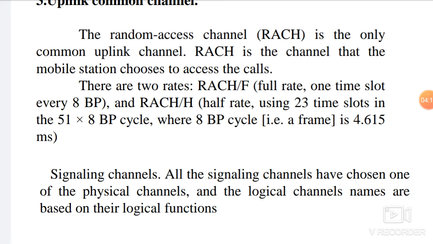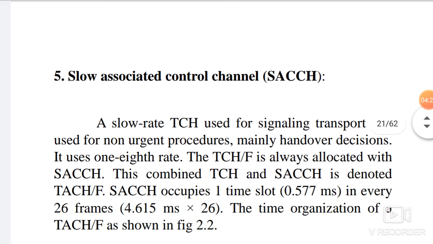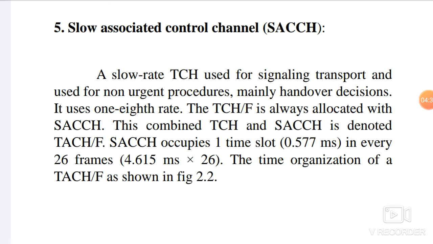And the next one is your slow associated control channel. A slow rate TCH is used for signaling transport and for non-urgent procedures, mainly handover decisions. This combined TCH and SACCH is denoted TACH/F, and this SACCH occupies one time slot in every 26 frames. The time organization of a TCH is shown in the figure below. As you can see here, it is in a cyclic manner, and here we can see 8 BP cycles with 8 time slots.